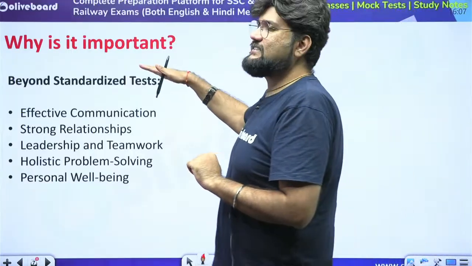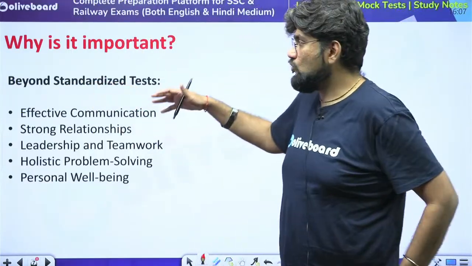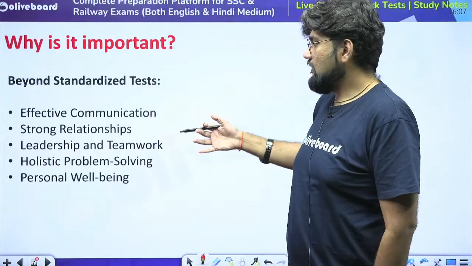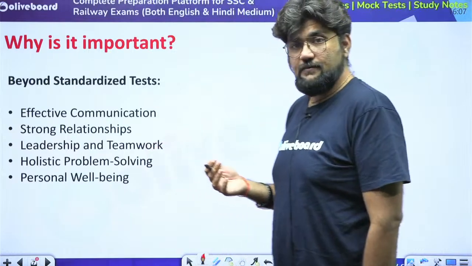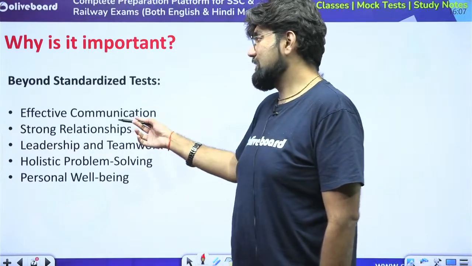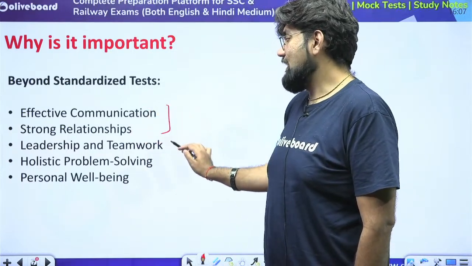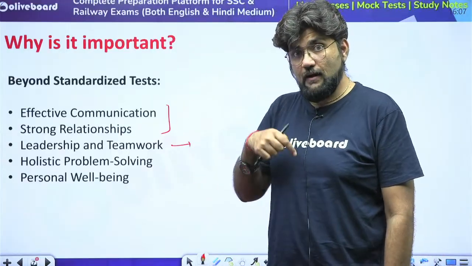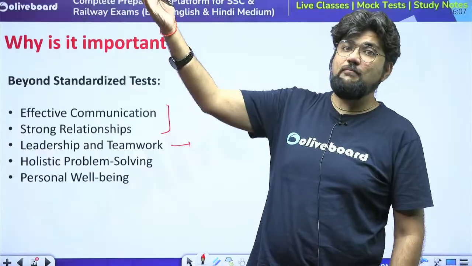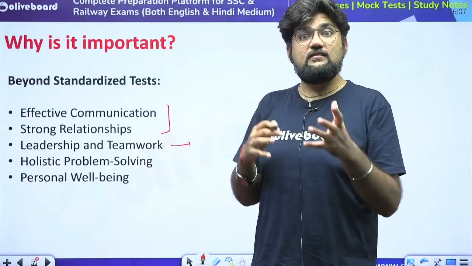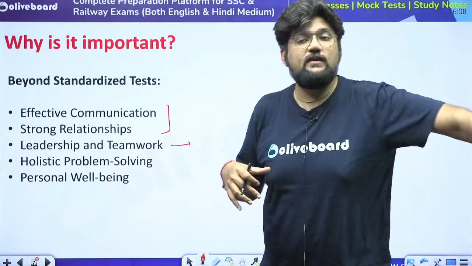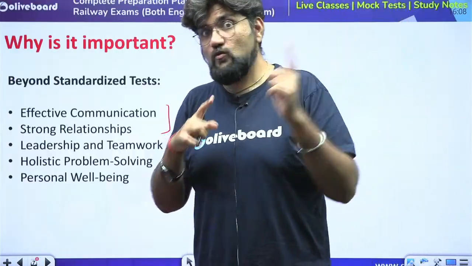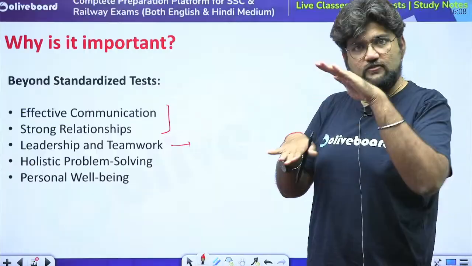Beyond standardized tests, what it will help the examiner understand is your effective communication skills, your strong relationship building ability, how you will be able to cater to relationship requirements, and that will show what kind of a dedicated leader you are, whether you will be able to work in a team led by somebody else, and simultaneously lead a team including other people. So there has to be a balance between the two. You can't be an alpha leader alone and you can't be a beta follower alone. There has to be a balance.